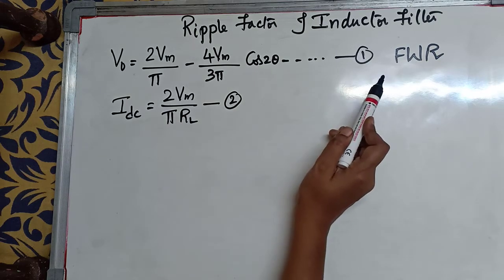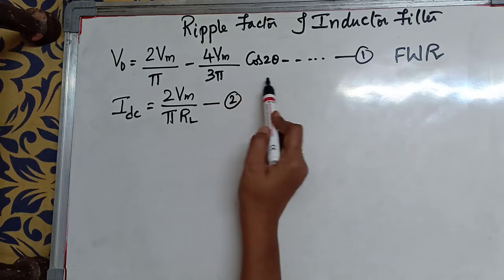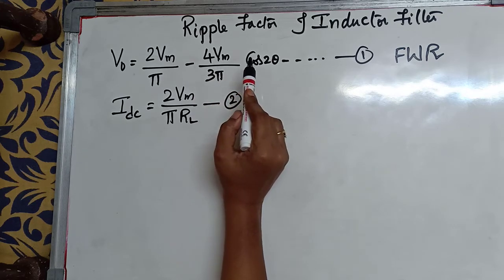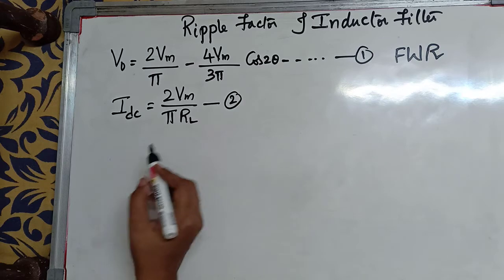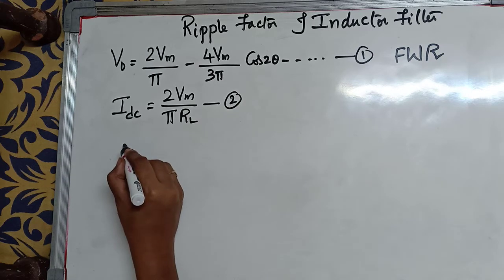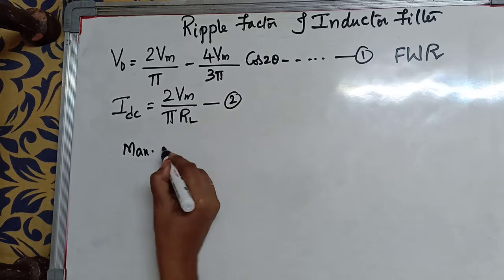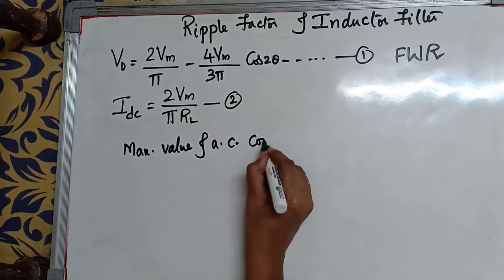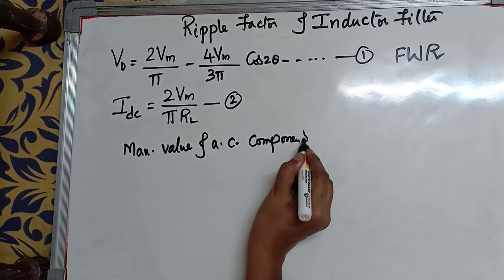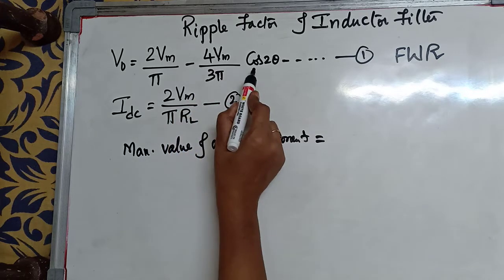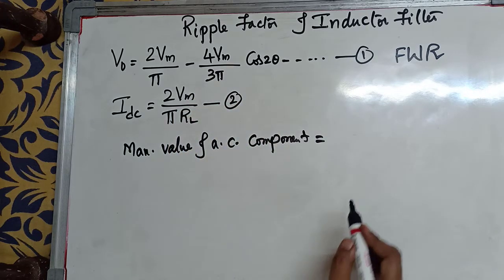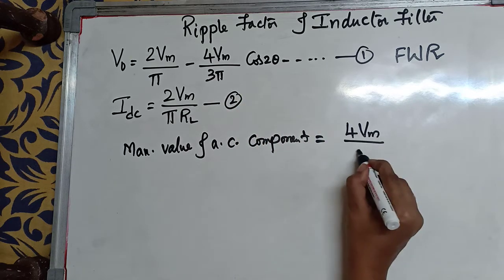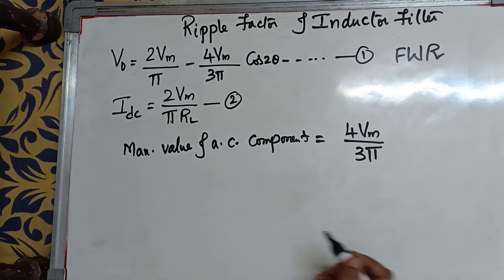Now neglecting the higher order terms, I will consider only the first AC component, which is given by 4 Vm by 3 pi into cos 2 theta. Now from this equation I can write the maximum value of the AC component. We know that the maximum value of cos 2 theta is 1. So therefore we get the maximum value of this term as 4 Vm by 3 pi, considering only the magnitude.